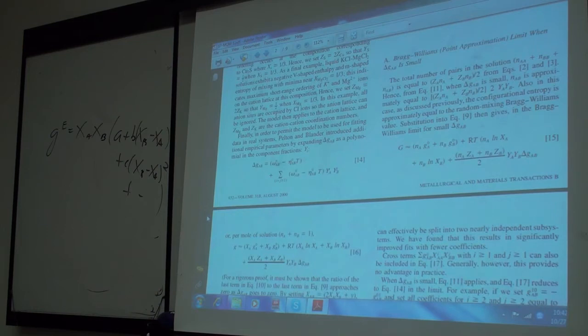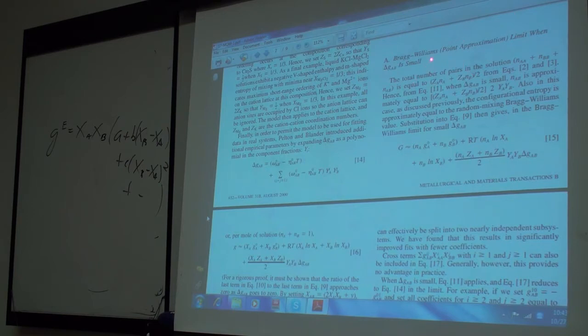Okay, this is important. The Bragg-Williams approximation, when that delta GAB is small. I talked about this before, but the quasi-chemical model approaches the Bragg-Williams model as the delta G term, the omega, approaches 0. As delta G is equal to 0, the system becomes randomly mixed, and the system is an ideal solution. If delta G is small, it's not an ideal solution, but it's very close to the Bragg-Williams, the polynomial model. It reduces to the polynomial model.